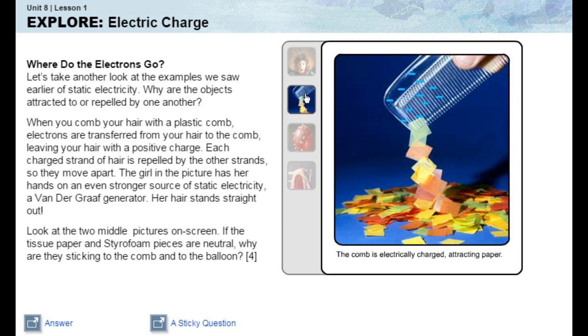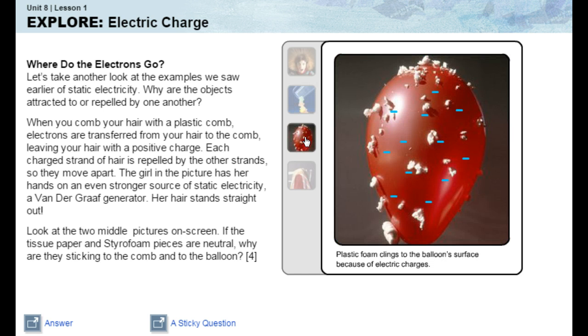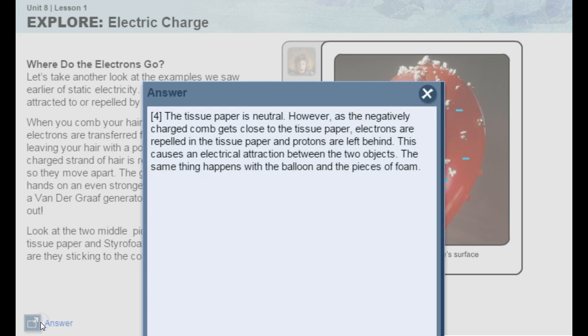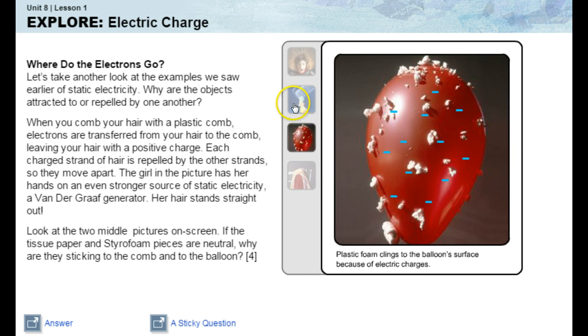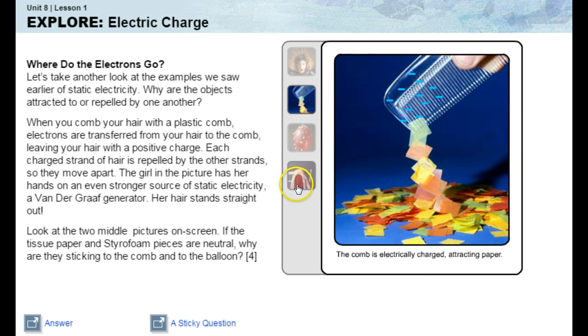If the tissue paper and the styrofoam pieces are neutral, why are they sticking to the comb and to the balloon? That's because the tissue paper is neutral. However, as the negatively charged comb gets close to the tissue paper, electrons are repelled in the tissue paper and protons are left behind. This causes an electrical attraction between the two objects. The same thing happens with the balloon and the pieces of foam. Here they have the little negative signs to show you the different charges.